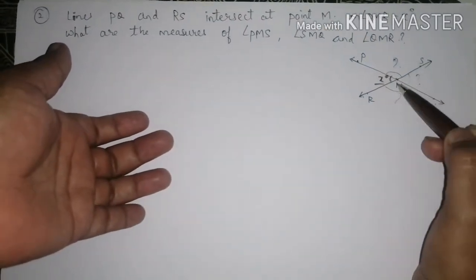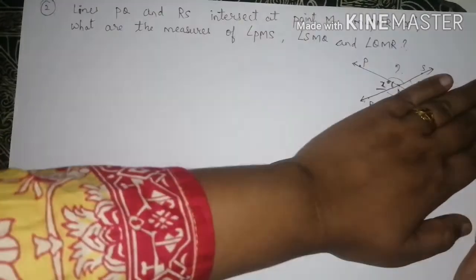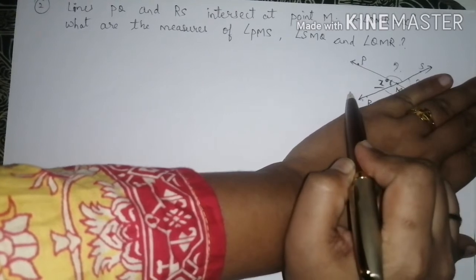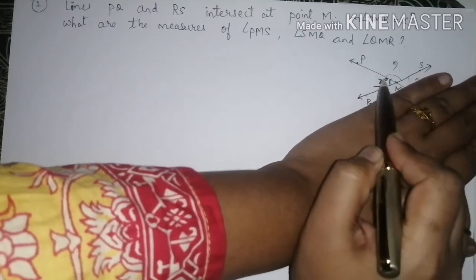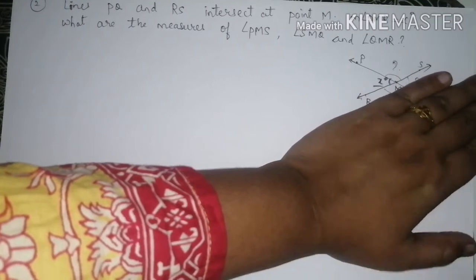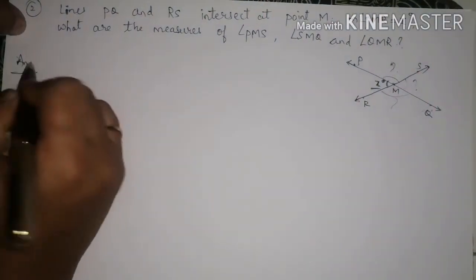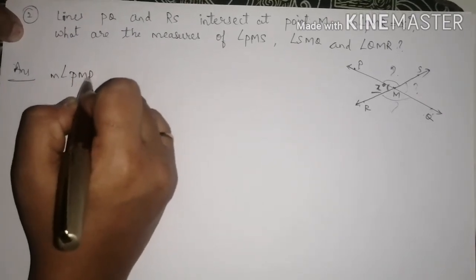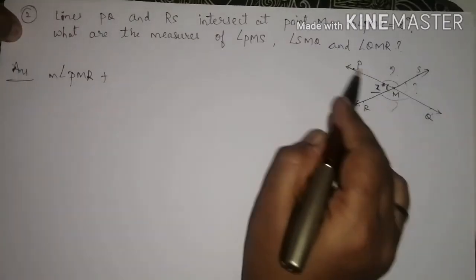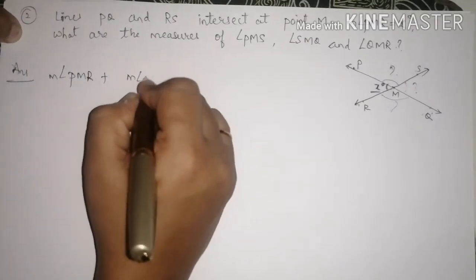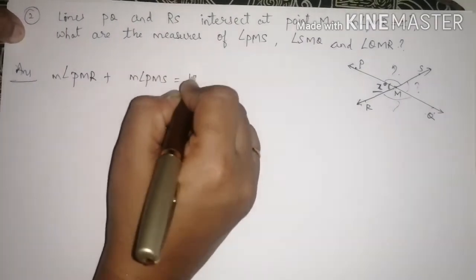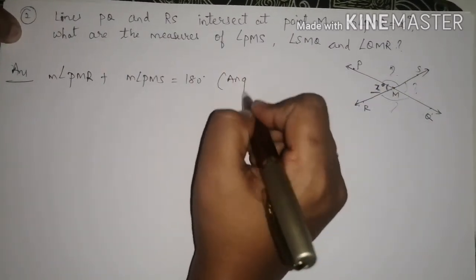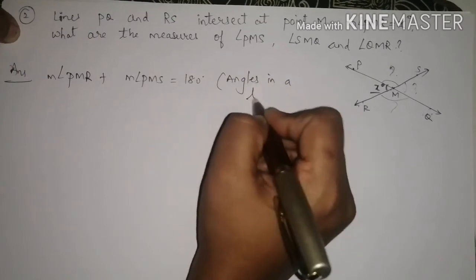So let us find PMS first. Which are the angles in a linear pair? See, angle PMS and angle PMR are angles in a straight line. So let us add them. They are angles in a linear pair. Measure of angle PMR plus measure of angle PMS is equal to 180 degrees. Why are they 180 degrees? Because they are angles in a linear pair. So we'll write here: angles in a linear pair.